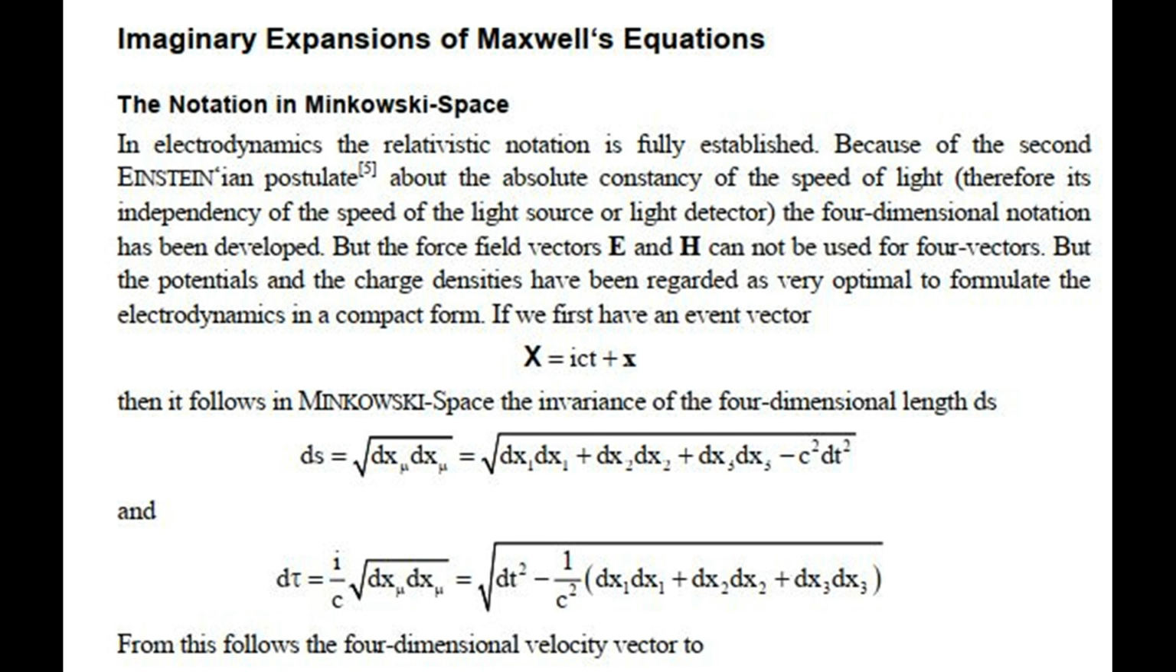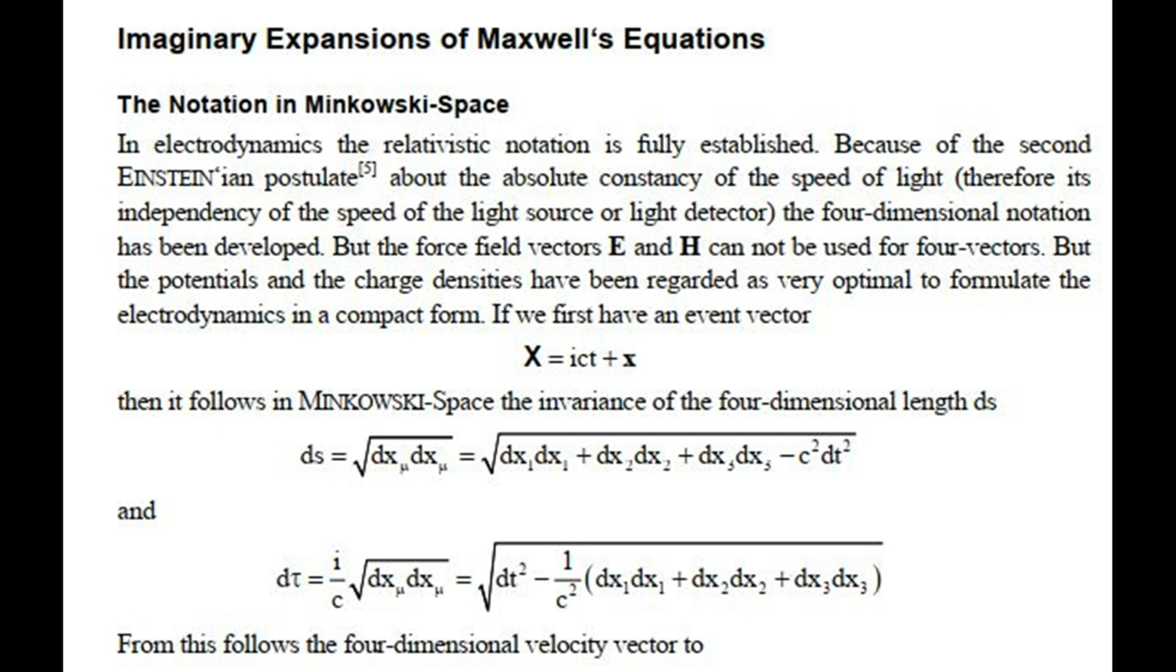Imaginary expansions of Maxwell's equations. The notation in Minkowski space. In electrodynamics the relativistic notation is fully established. Because of the second Einsteinian postulate about the absolute constancy of the speed of light, therefore its independency of the speed of the light source or light detector, the four-dimensional notation has been developed. But the force field vectors E and H cannot be used for four vectors. But the potentials and the charge densities have been regarded as very optimal to formulate the electrodynamics in a compact form.